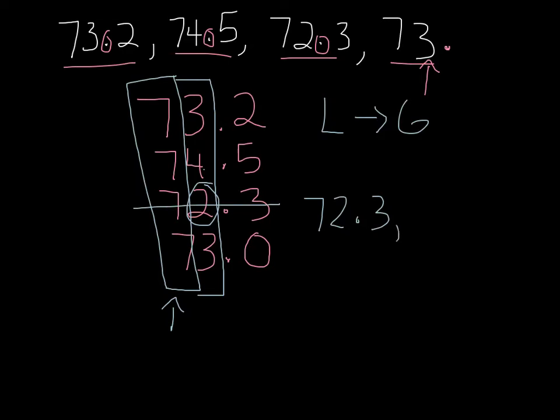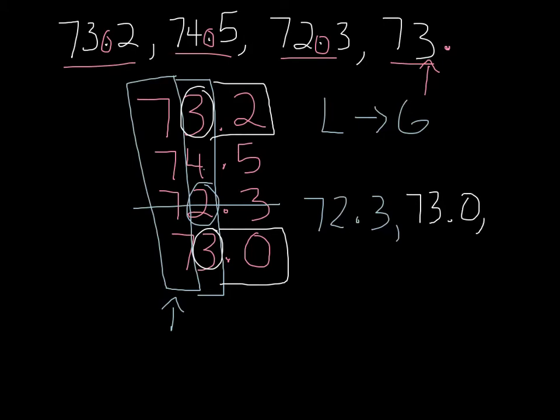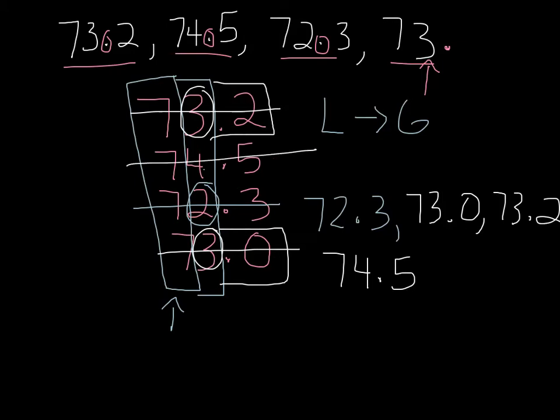Then we look at the same place value. We see that we've got a 3 here and then another 3 here. So that's when we have to go to the next place value and see which one's smaller. 0 is less than 2, so that's our next number is 73 and 0/10. Then we have 73 and 2/10, and finally we have 74 and 5/10. So that's how you order your decimals.